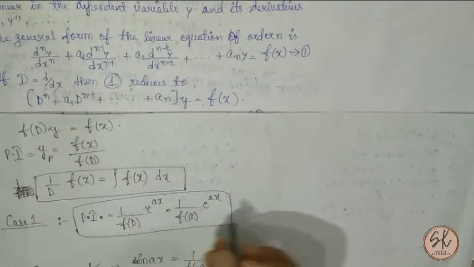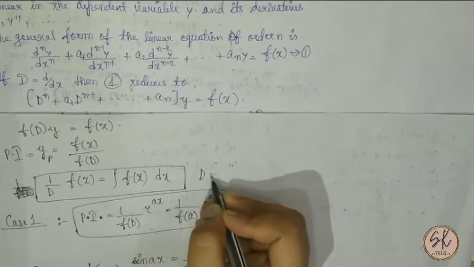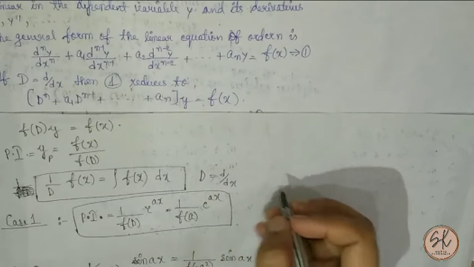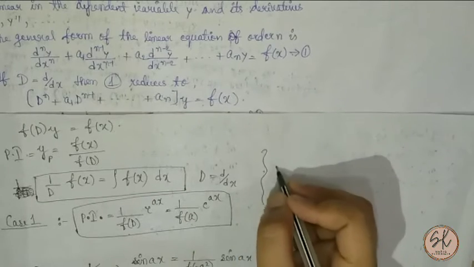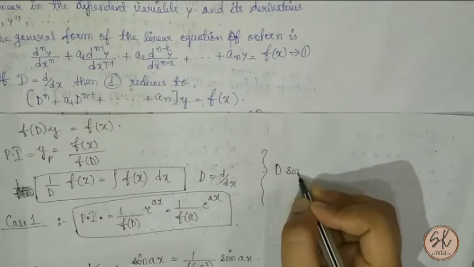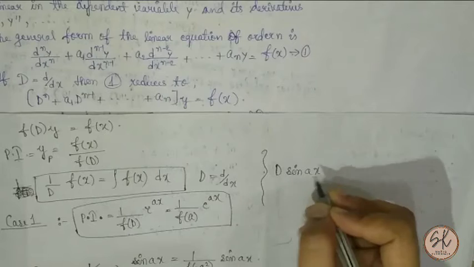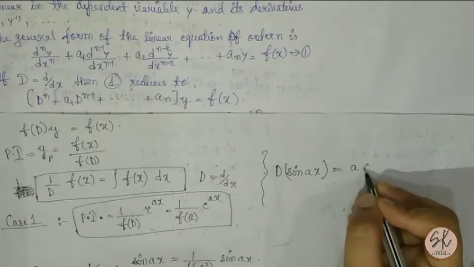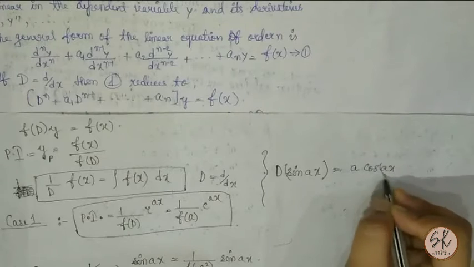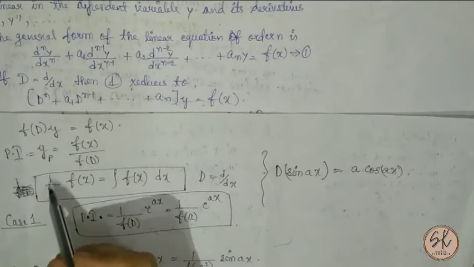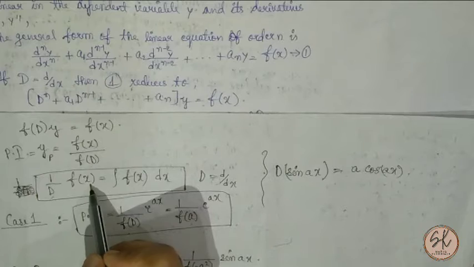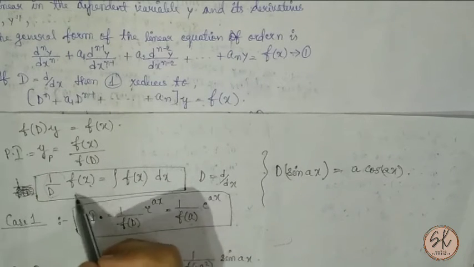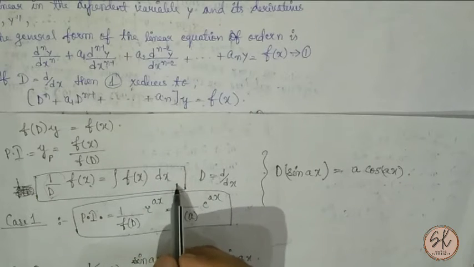Now we know that capital D is equal to d by dx. That means wherever it is written like D of sin ax, it means that we will differentiate this, which is equal to a into cos ax. And 1 by D of f of x means integration, since 1 by D means integration, so that is integration of f of x dx.